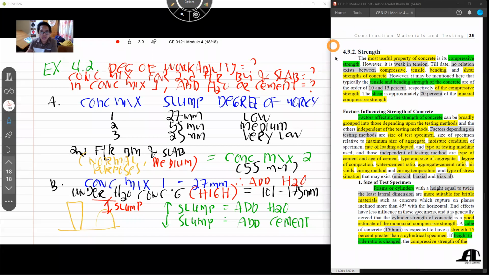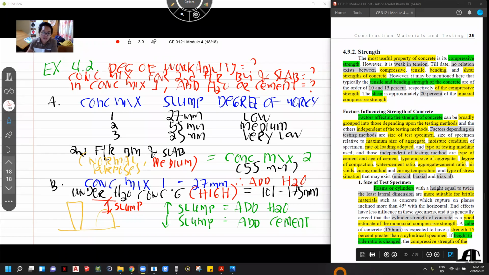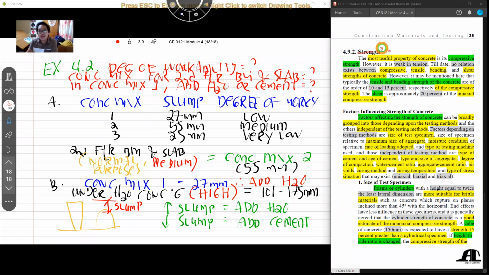Okay. So we are to continue class with the strength. Strength of concrete. Supposedly, class, again, we'll have a detailed discussion video about strength, so I'll just scan through it. Technically, class, strength of concrete: concrete is strong in terms of compressive strength. However, it is weak in tension.